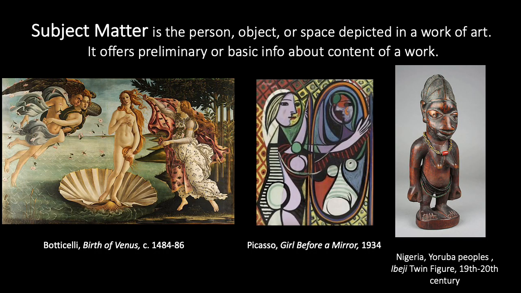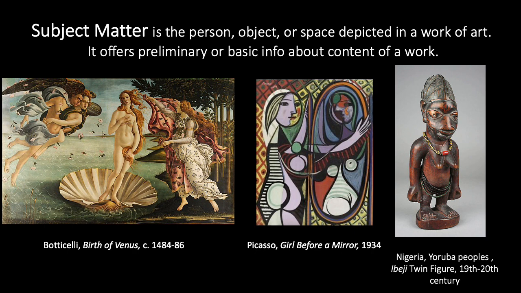The subject or the subject matter of a work of art is the person, object, or space that is depicted. Think of the subject as being the obvious topic of the artwork. So here we're looking at three different artworks, two paintings and one sculpture. Now, obviously, they all look different, and they were all made under different contexts, but we could say that the subject matter or the subject of all three of these is the same. That could simply be a female figure or a woman.